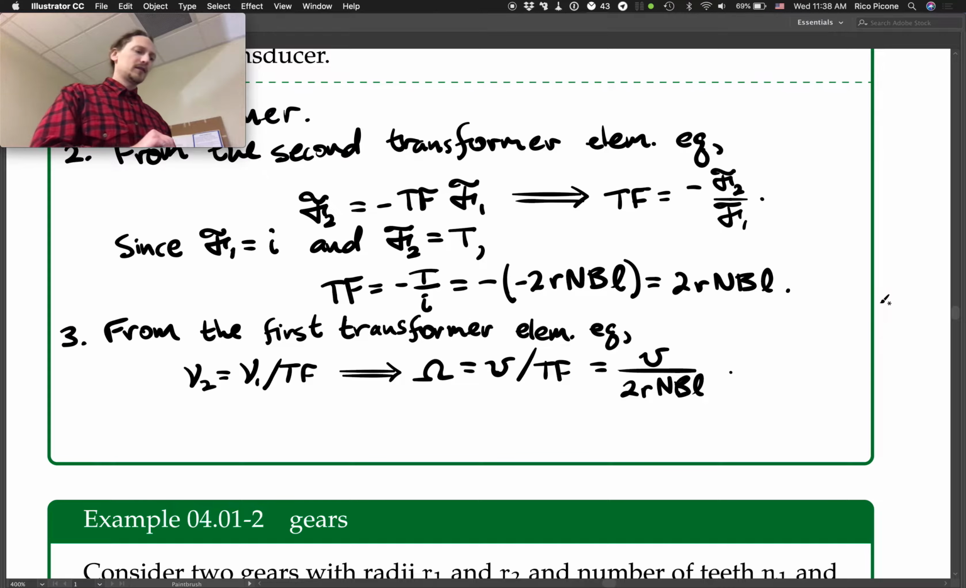So that's the analysis of that's first pass at the DC motor. We'll get into more detail later.